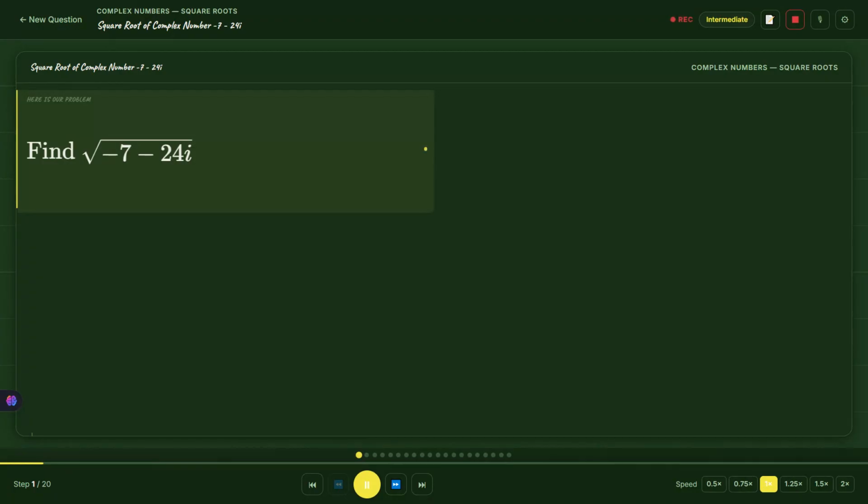Hey there! Today we have a fun problem. We need to find the square root of a complex number, -7 minus 24i. Don't worry, we'll go nice and slow, one baby step at a time.